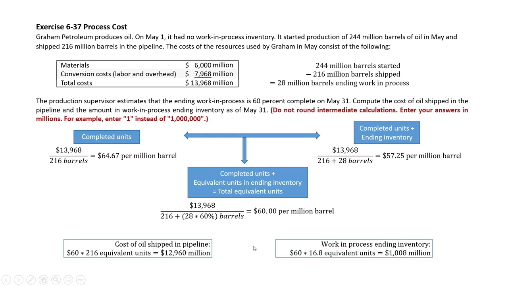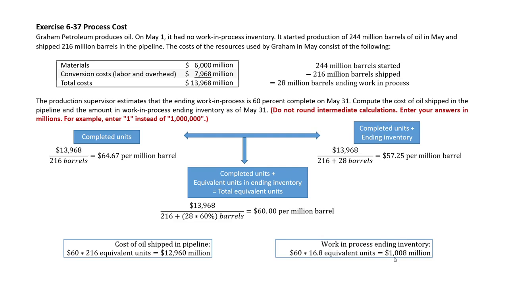Now here's where the trick comes in. When I multiply the $60 times the 216, that's both the physical number of units and equivalent number of units because they're done. They're shipped. They're already finished. But recall that that $60 per million barrel is based upon equivalent units. So I also need to take that ending inventory and transform it again to equivalent units to get it on the same basis. So again, I took 28 units times 60% to get 16.8 equivalent units in ending work in process inventory, multiply it times the $60 per million barrel, and I get $1,008. Really, again, that's in millions that would apply to ending inventory.